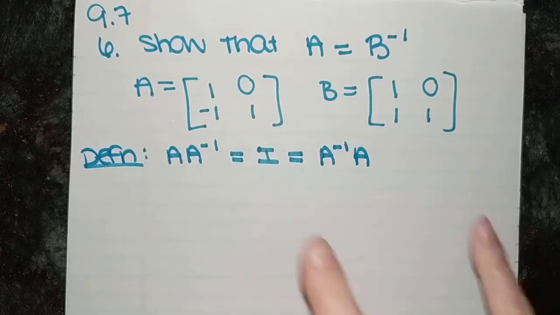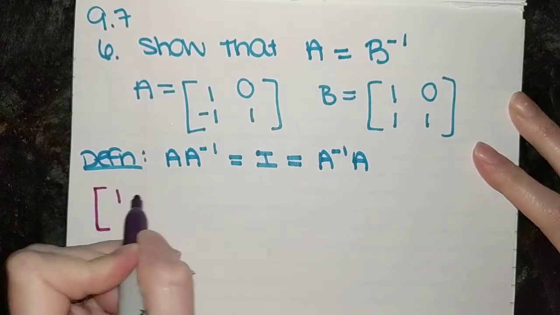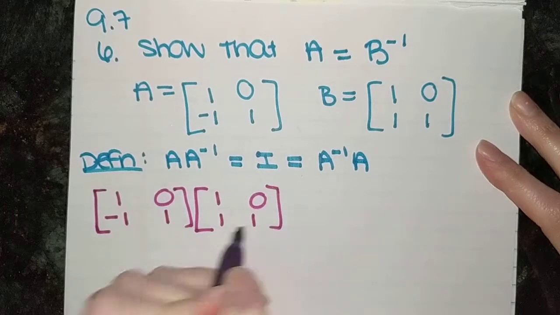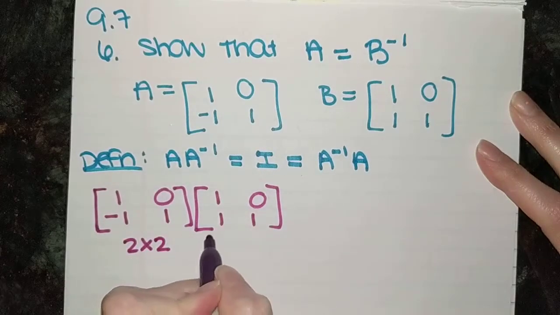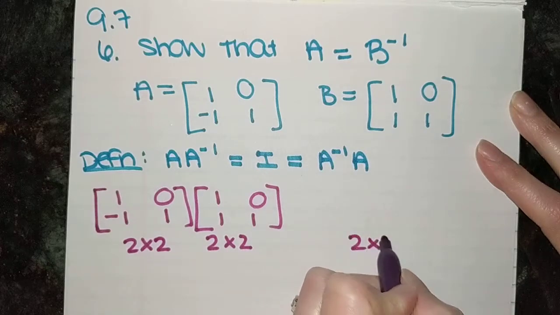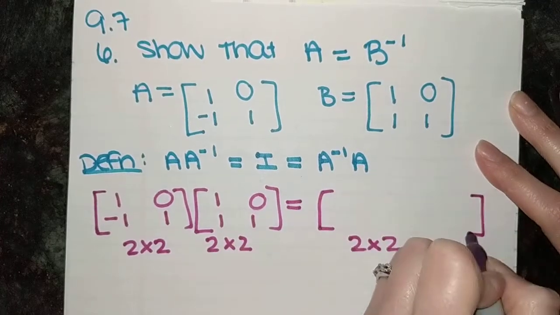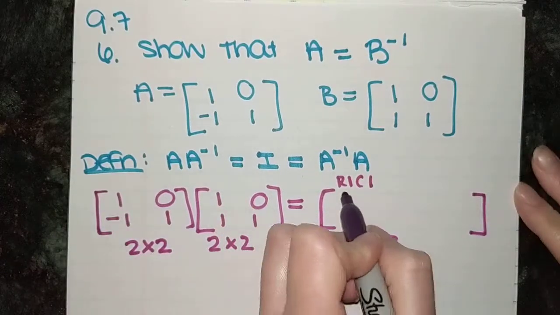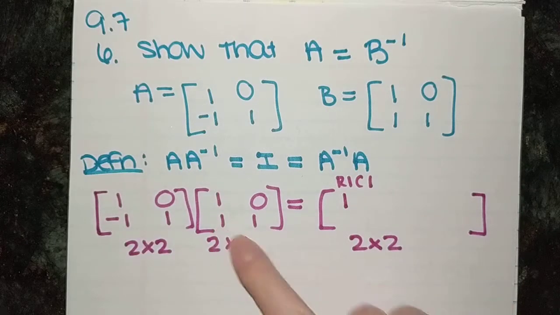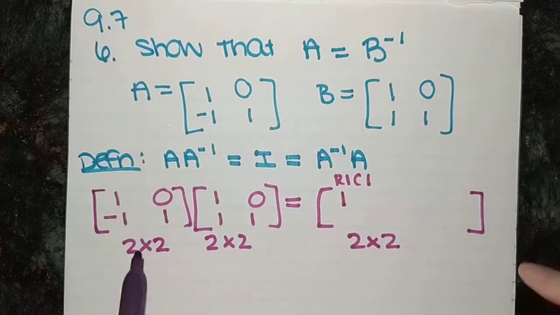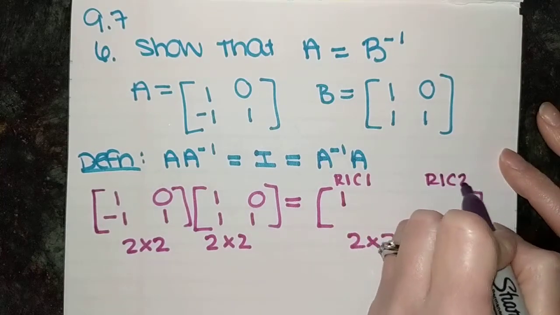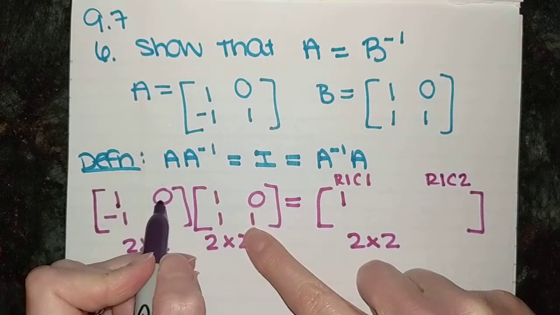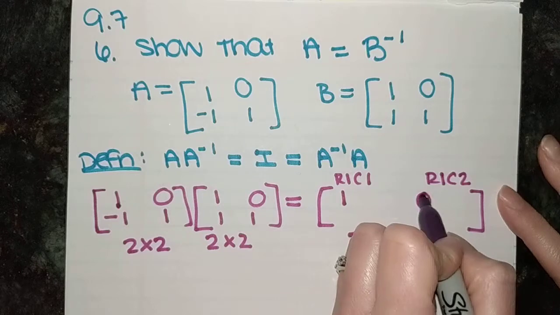So what I would do is I'd multiply these two together. So 1, 0, negative 1, 1, and then 1, 0, 1, and 1. And again, we have a 2 by 2 matrix multiplied by another 2 by 2 matrix. So that is going to give us a 2 by 2 matrix. Okay, so for row 1, column 1, we'll be taking 1 times 1 and then adding that to 0 times 1, which of course is just going to leave you as 1. Then for row 1, column 2, we'll be taking 1 times 0, so that gives us 0, plus 0 times 1, which gives you 0.